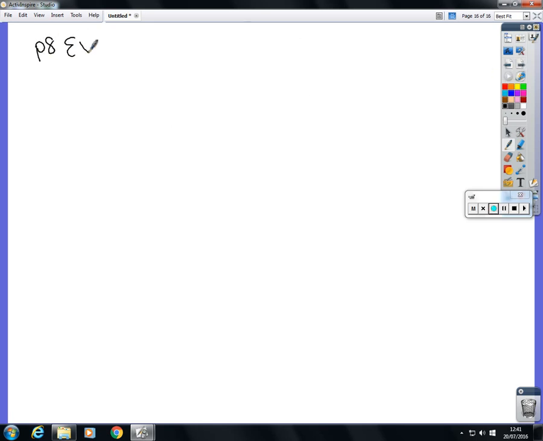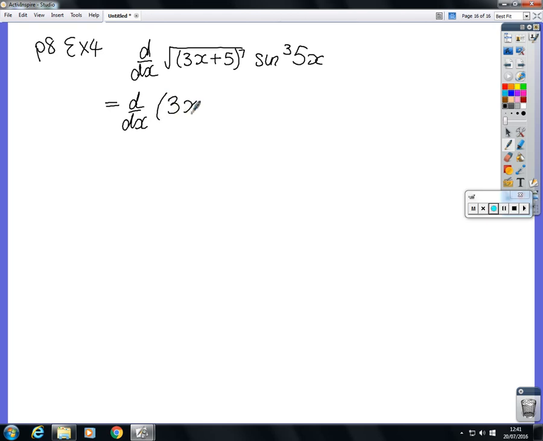Page 8, example 4. Use the product rule to find the derivative of the square root of 3x plus 5 to the power of 7, sine cubed 5x. Differentiate the first one. Now, it's not quite as simple as just starting the differentiation. We'll need to rearrange this as a bracket with a power. Square root means power a half, and 7 is here anyway, so that's 7 over 2.